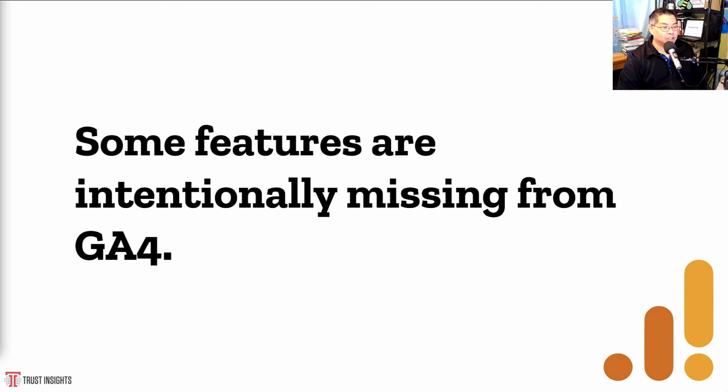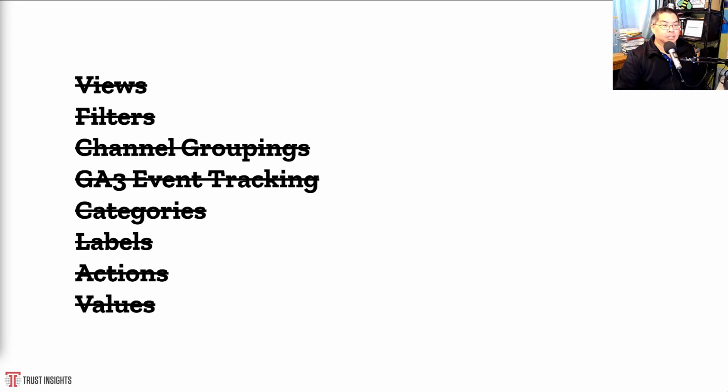There are big chunks of Google Analytics 4 that have gone missing. Why? Because they no longer apply. Views and filters are gone. Channel groupings entirely are gone. Google says medium is pretty much a channel anyway, so we're just going to use medium now.